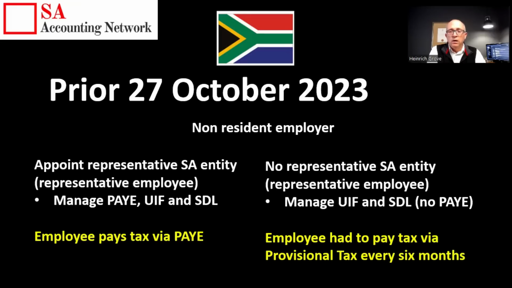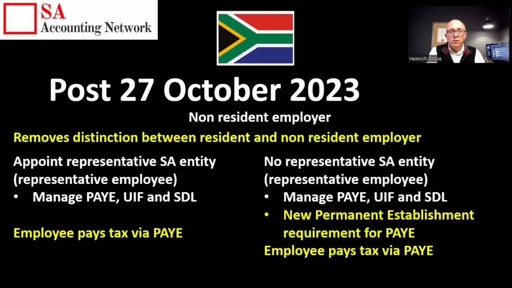And also certain individuals probably received the money from overseas, but they never declared any income in South Africa. So SARS never received the tax on that income. So I think that is the reason why they try to close this loophole. So post 27 October 2023, let's have a look and see what changed.